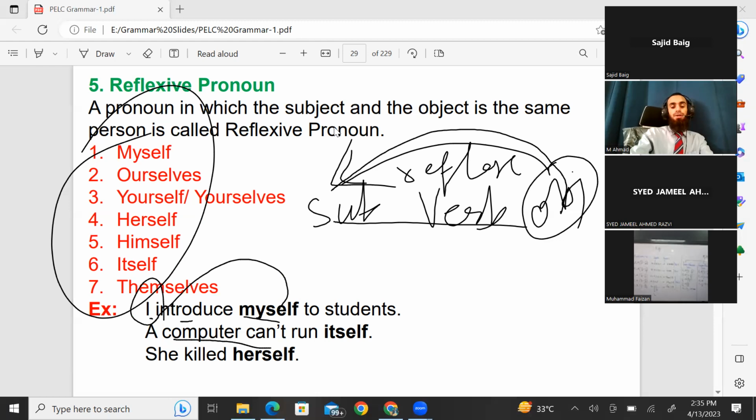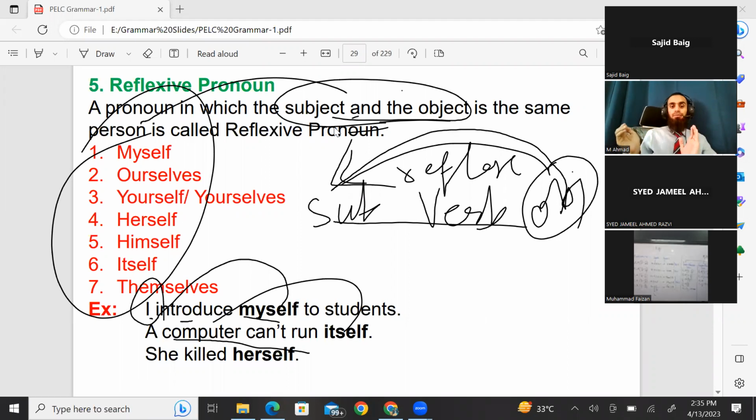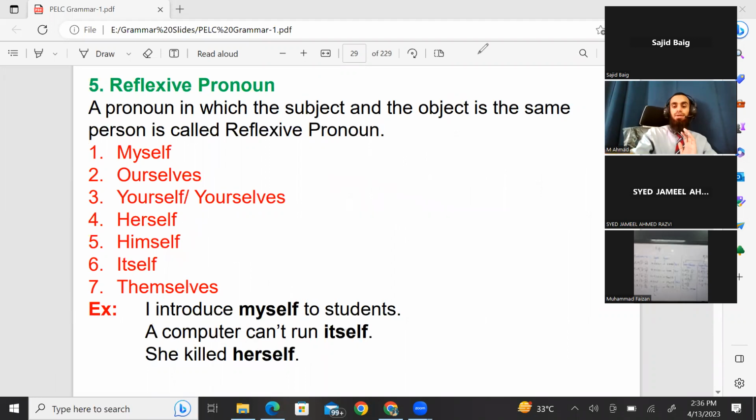A computer can't run itself. Another thing here is that this is also there in emphatic pronoun, emphatic means emphasized, right? Subject and object belong to the same person or same thing. But keep this in mind, that there will be a kind of reflection back on the subject. To make it easier: she killed herself. Herself is killed by her. So here, herself is the reflexive pronoun. Myself, itself are reflexive pronouns.